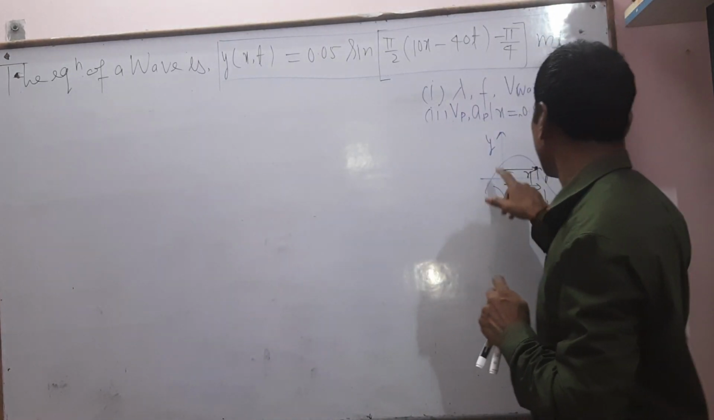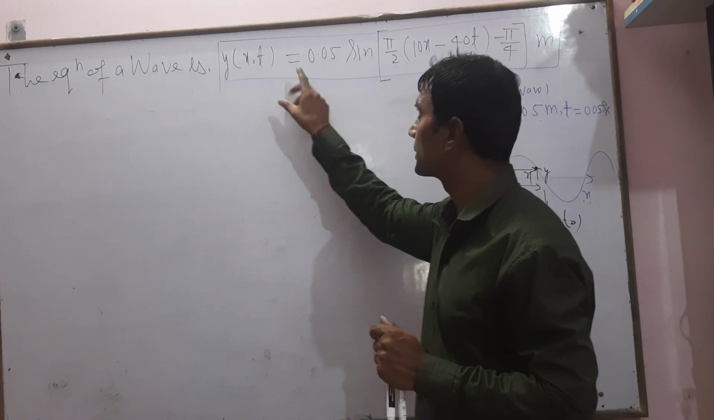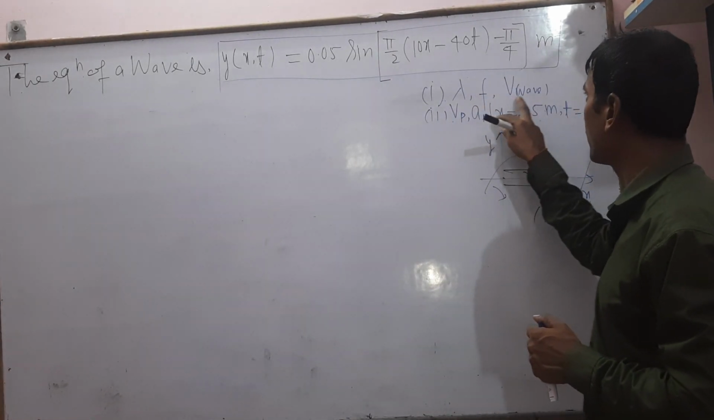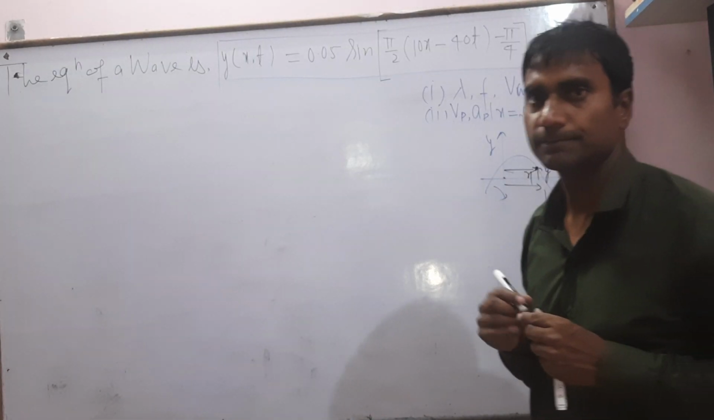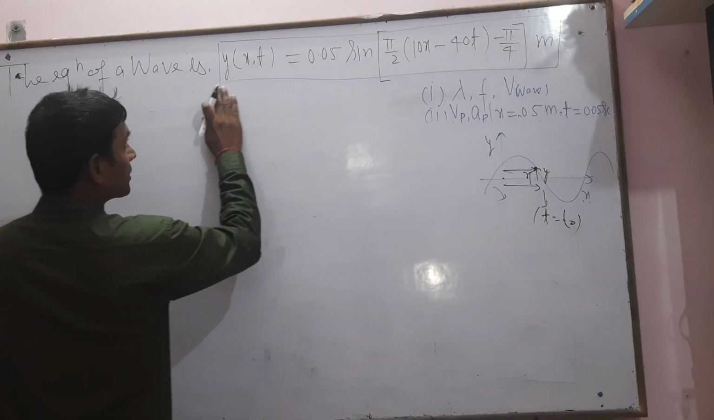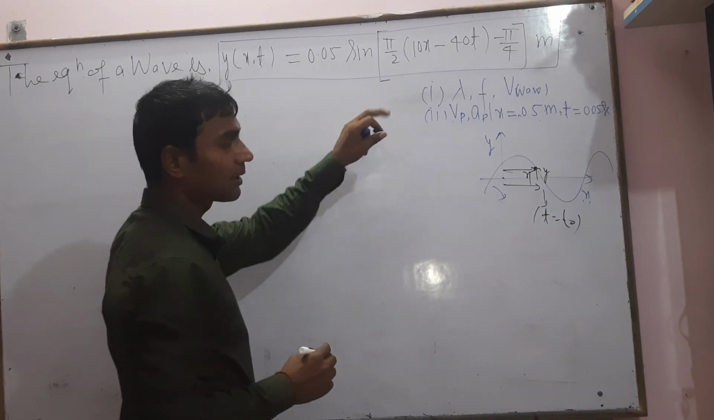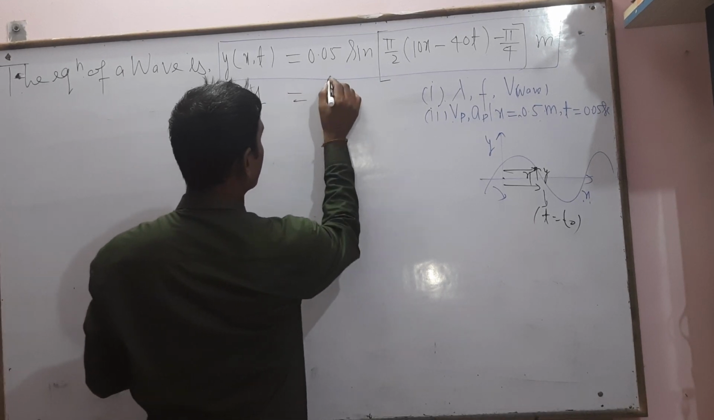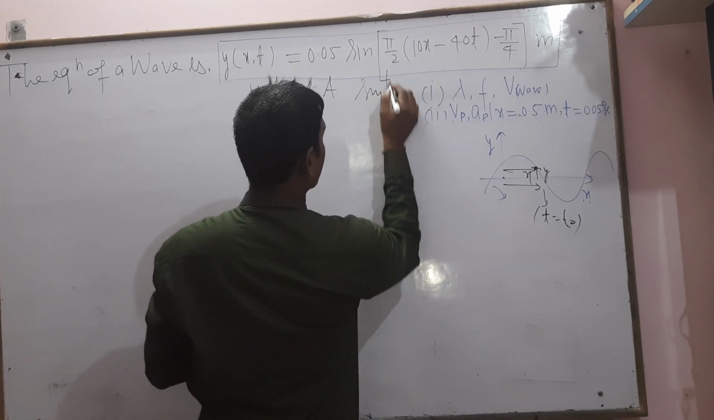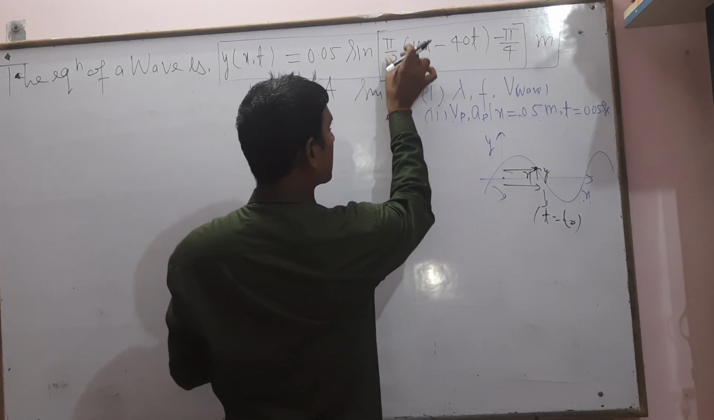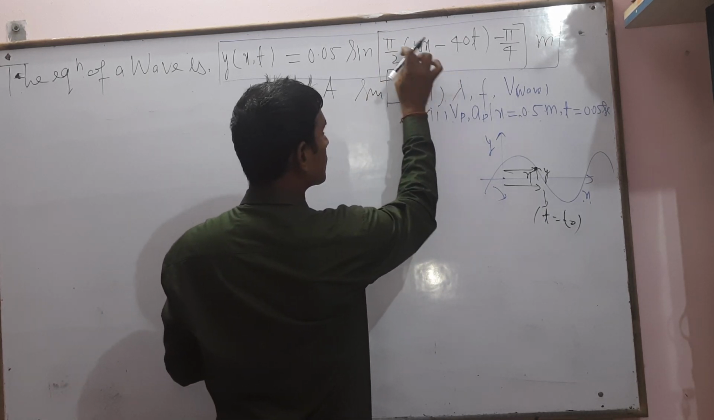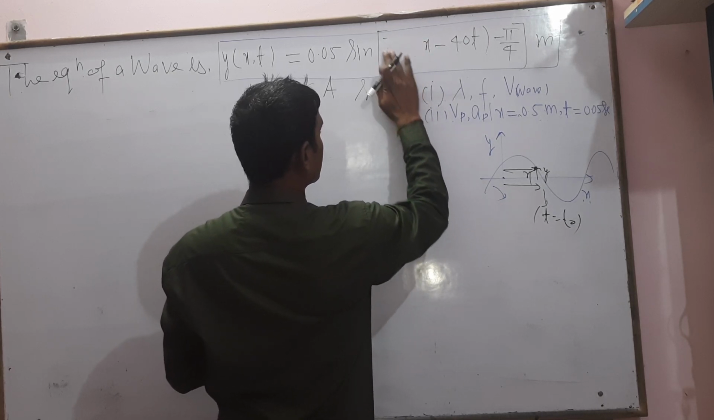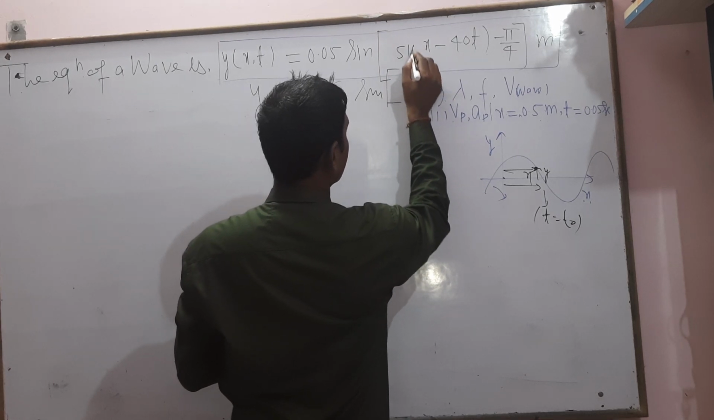So y is a function of x and t. This is the sine equation, but we have to find out the value of lambda, f, and wave velocity. This is the wave equation, so we can compare the wave equations. y equals A sin of π/2 times 10x: π/2 into 10 equals 5π. This is the 5π.